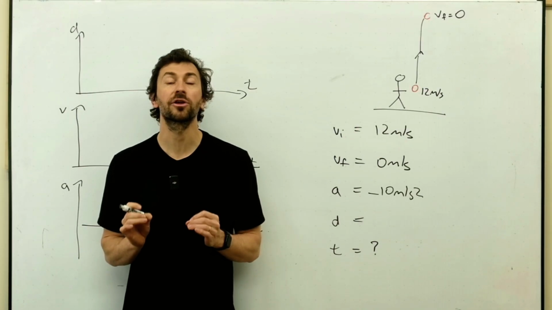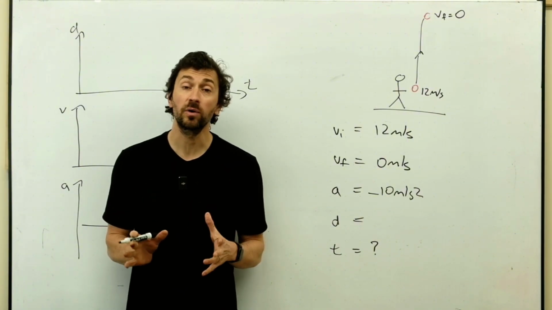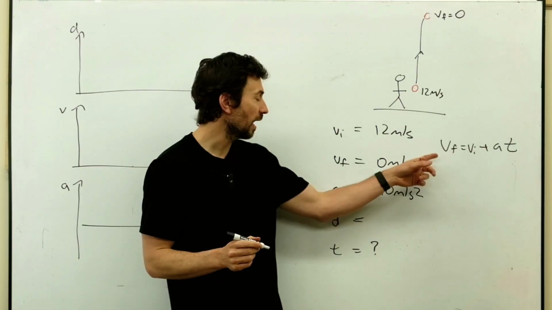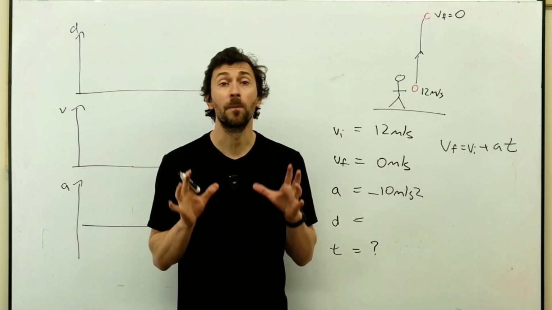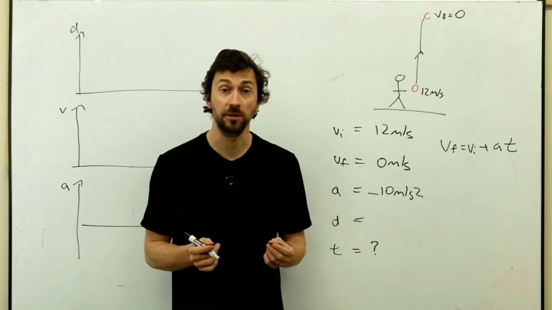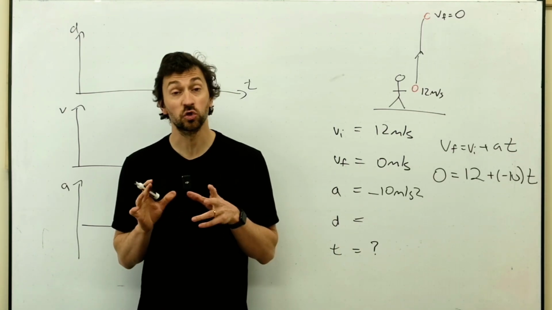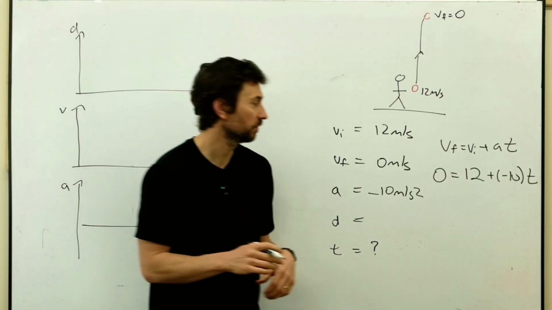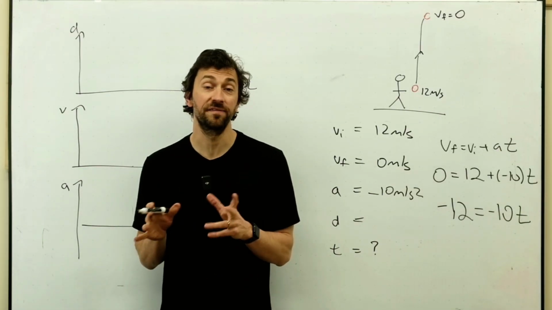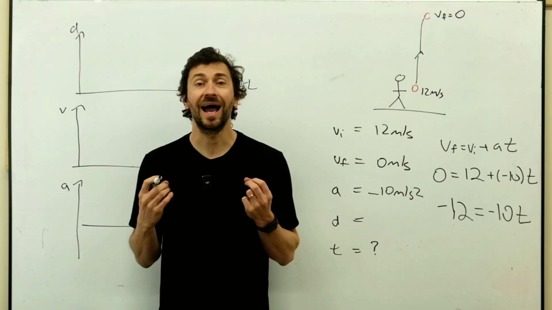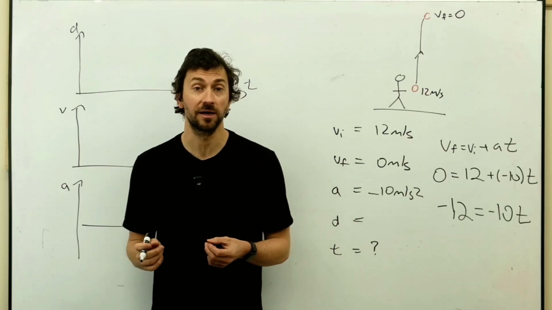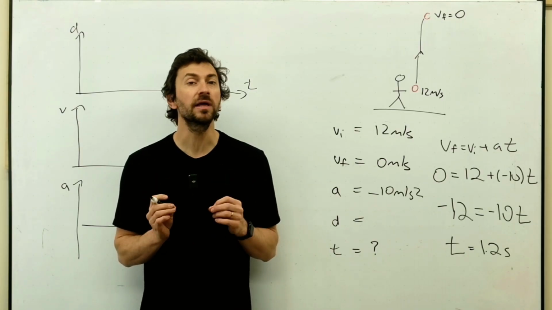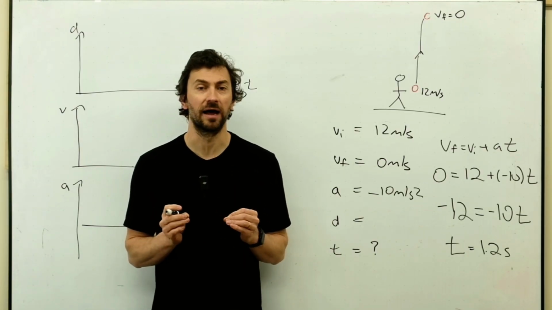So how do I calculate the time? The right equation is going to be Vf equals Vi plus At. That one there. So I can plug in my numbers and calculate what time is going to be. I get 0 equals 12 plus negative 10t. Move 12 over. I get negative 12 equals negative 10t. Divide by negative 10. I get 1.2 is going to be the time.